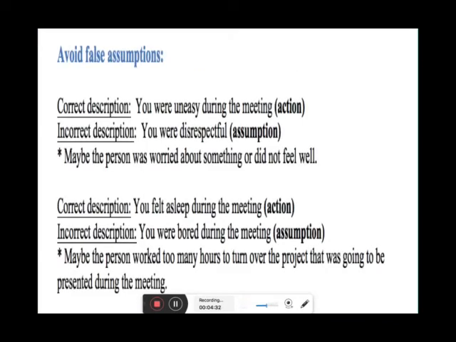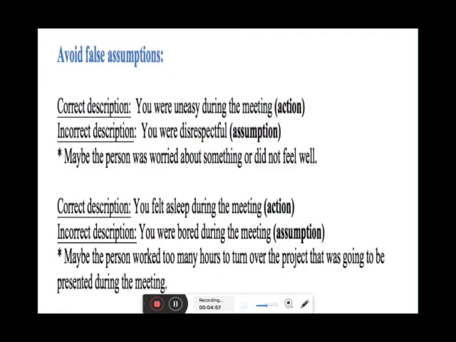Avoid false assumptions. This is the correct description. You were uneasy during the meeting. That's the action. Done. That would be the incorrect description. You were disrespectful, because that's an assumption. Maybe the person was worried about something or did not feel well.